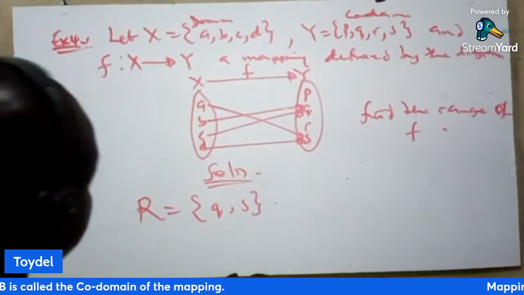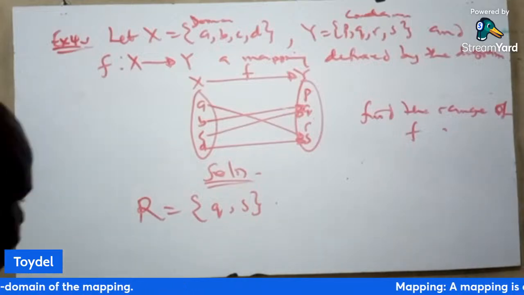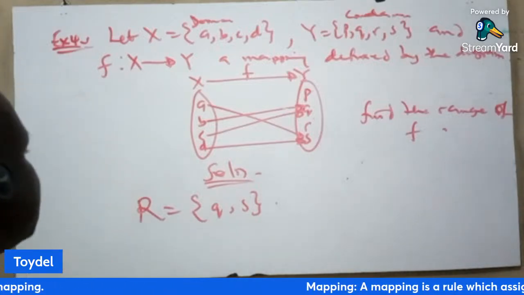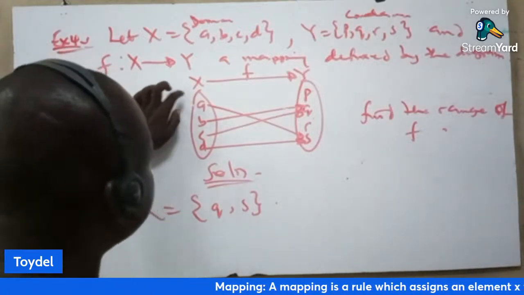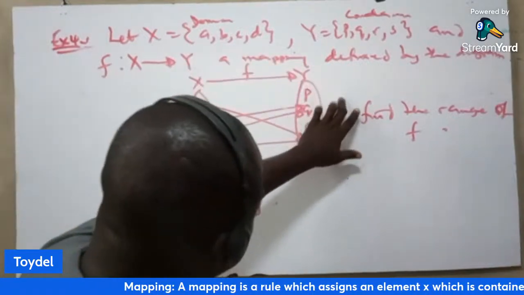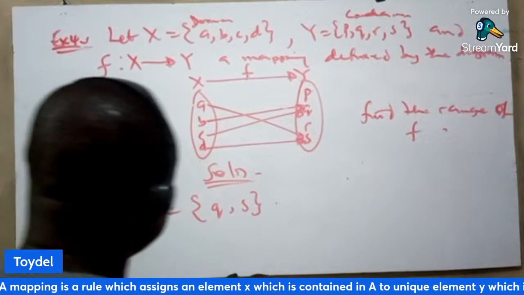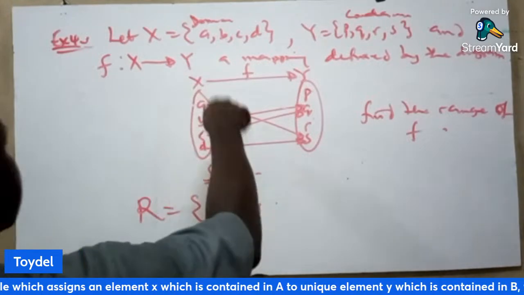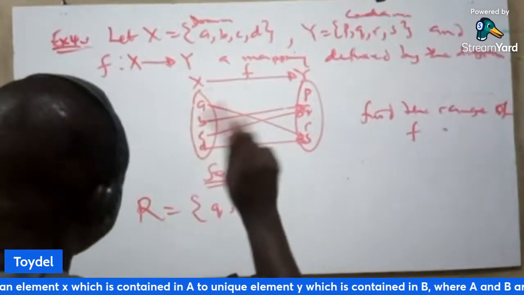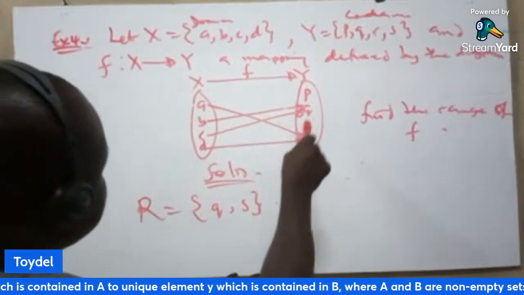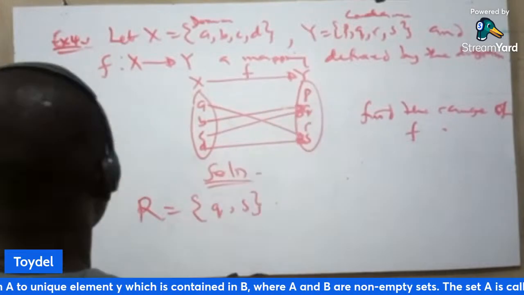Then we also talked about identity mapping. That is when each element that we have in the domain replicates itself at the codomain. Then we talked about the last one, which is called the constant mapping. Under constant mapping, all the elements that we have in the domain map to a single image in the codomain.